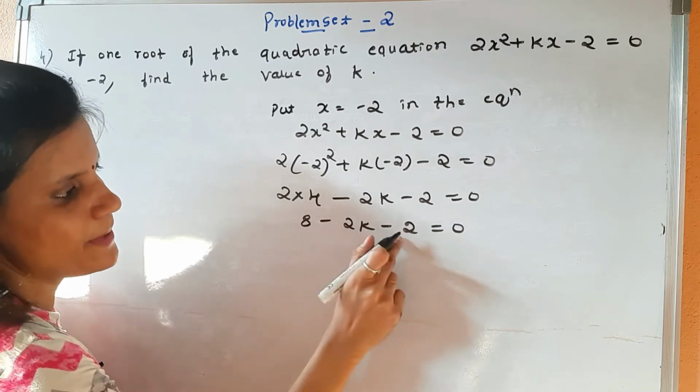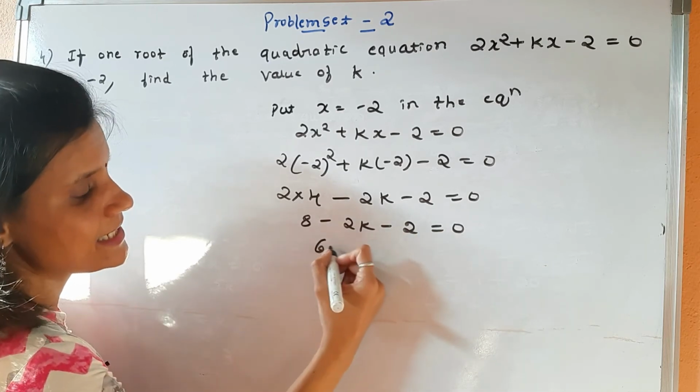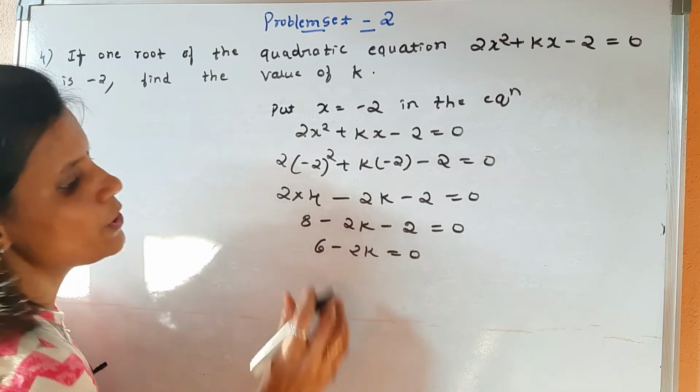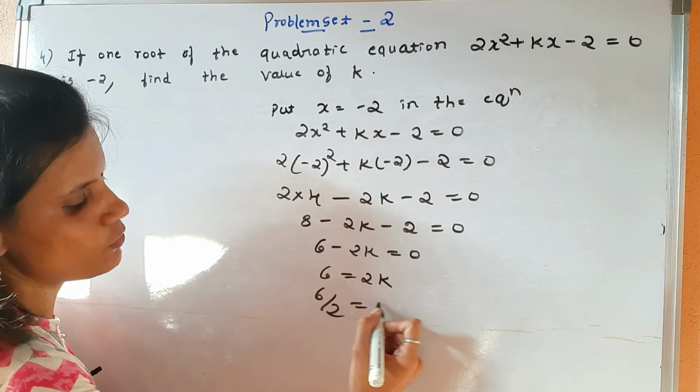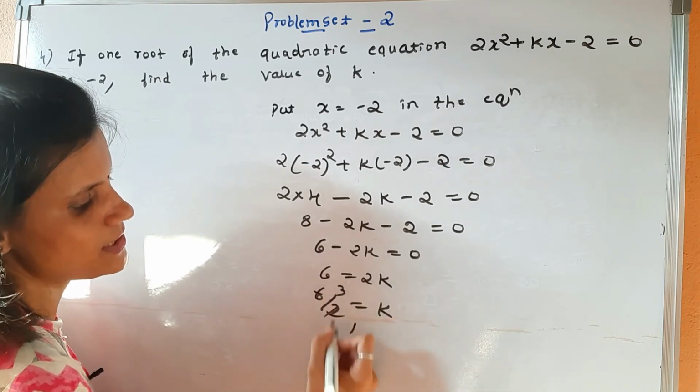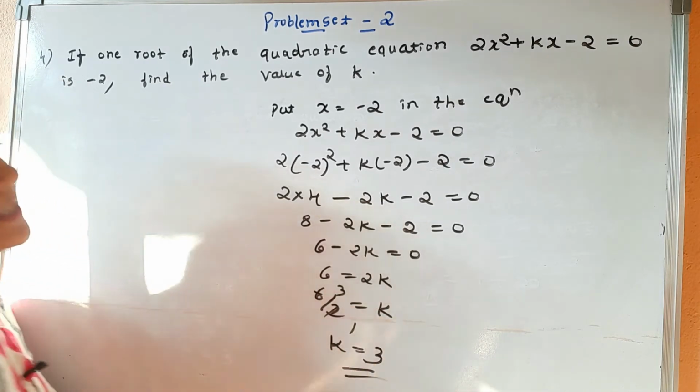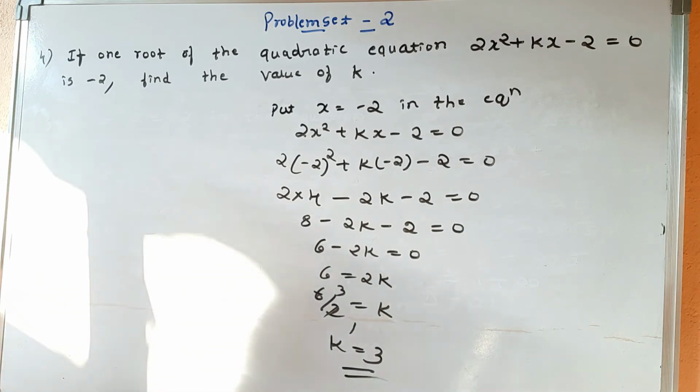Now 8 minus 2, how much? It is 6. 6 minus 2k is equal to 0. 2k bring that side, that is 6 is equal to 2k. 6 by 2 is equal to k. 2 3s are 6. So you are getting k is equal to 3. This is the value of k. If you want, please take a snapshot. We will move to the next sum.